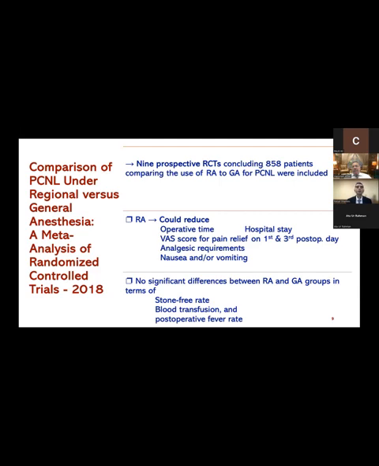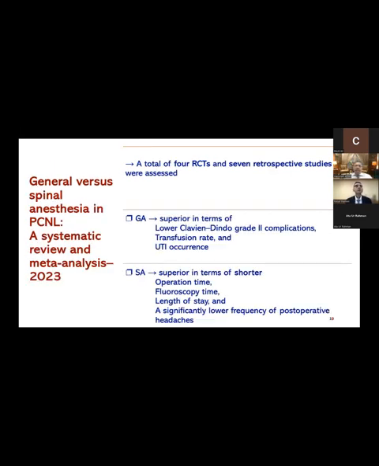and post-operative fever rate. So another recent meta-analysis, which compared general anesthesia versus spinal anesthesia in PCNL, published in 2023, evaluated 4 RCTs and 7 retrospective studies. In their assessment, general anesthesia is superior in terms of lower Clavien-Dindo grade 2 complications, transfusion rate, and UTI occurrence. And spinal anesthesia is superior in terms of shorter operation time, fluoroscopy time, length of stay, and a significantly lower frequency of post-operative headaches.